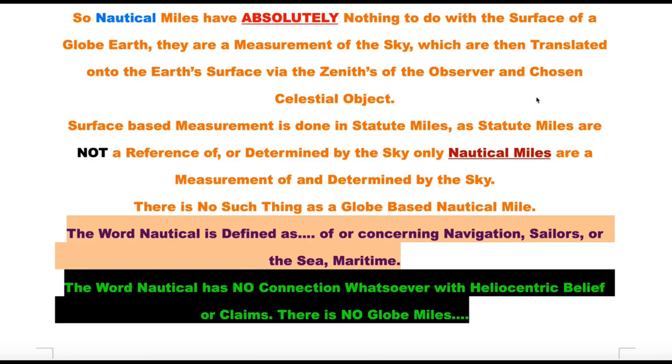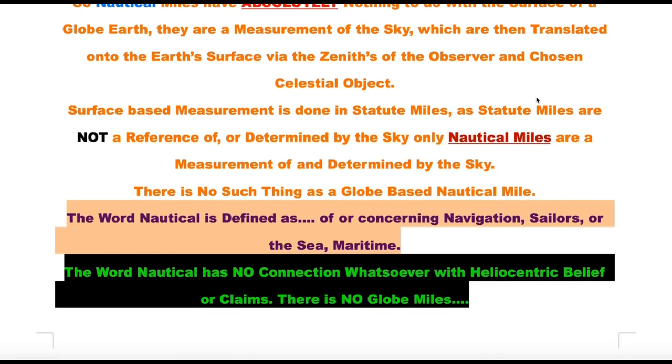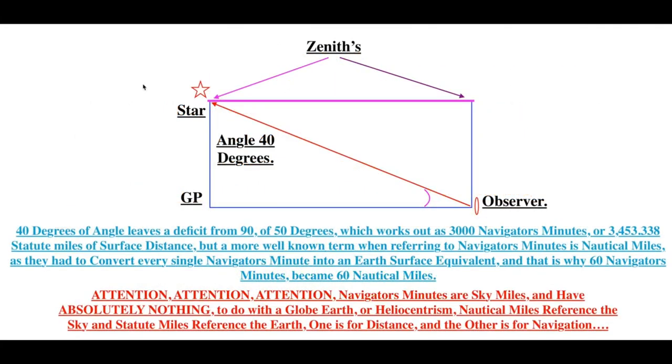The word nautical is defined as of or concerning navigation, sailors, or the sea, maritime. The word nautical has no connection whatsoever with heliocentric belief or claims. There are no globe miles. Okay, this is very simple.